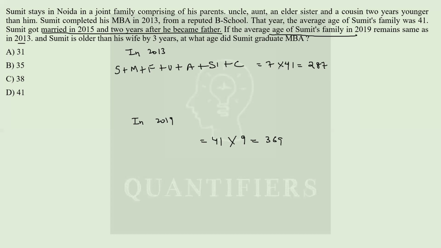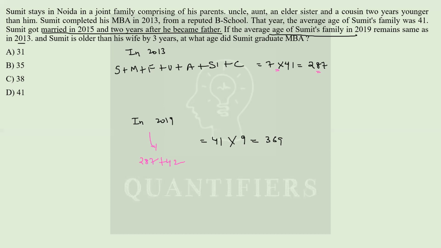Now let's talk about these 7 people in 2019. Can I say in 2019, these 7 people, their ages would now be 287, and now everyone's age, 7 people, everyone's age will increase by 6 years. So their total would have increased by 42 years. This is the age of these 7 people in 2019.